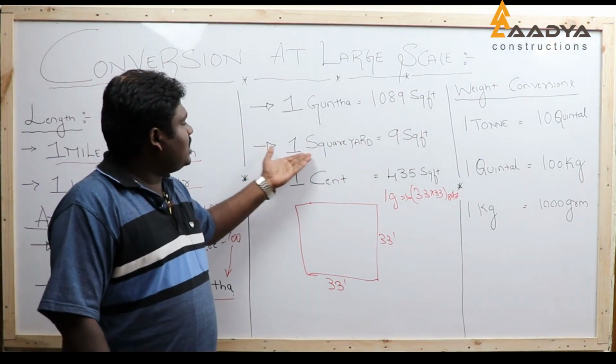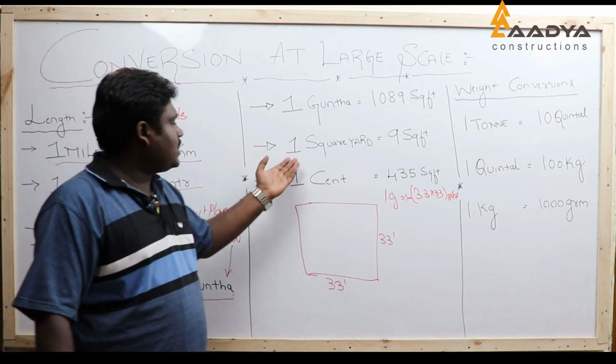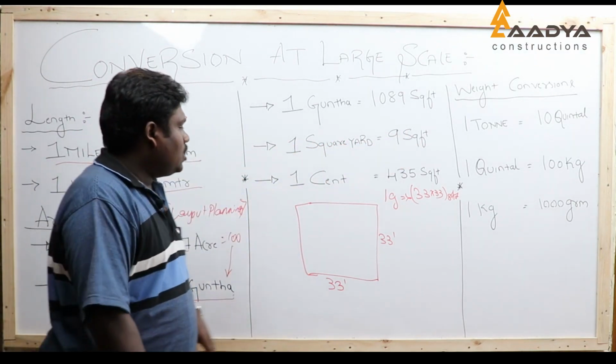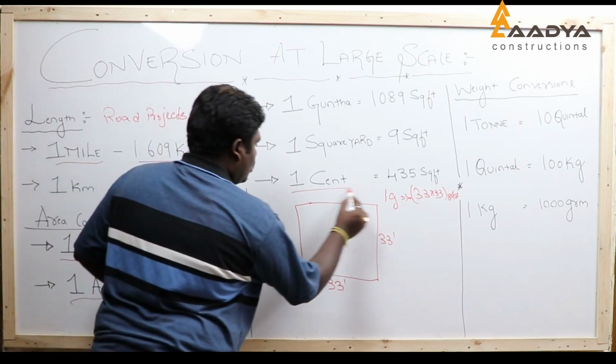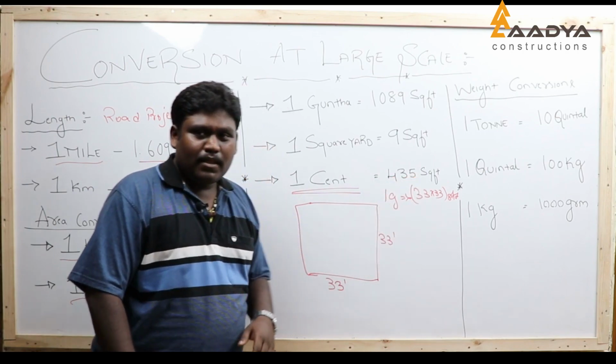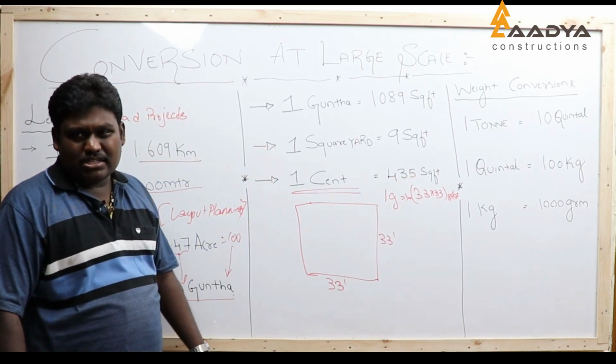So next you have the smallest units, that is yards. So 1 yard gives me 9 square feet, whereas 1 cent, this is also very much important, 1 cent gives me 435 square feet.